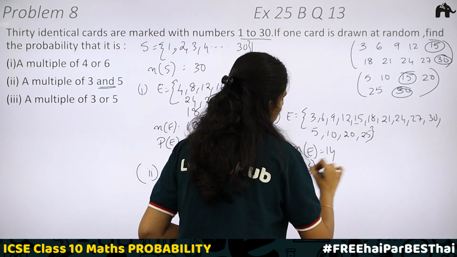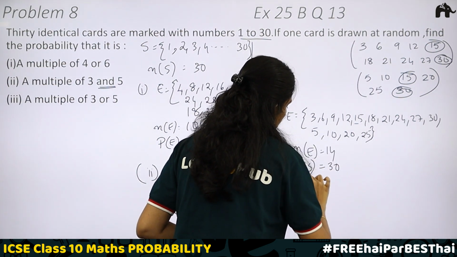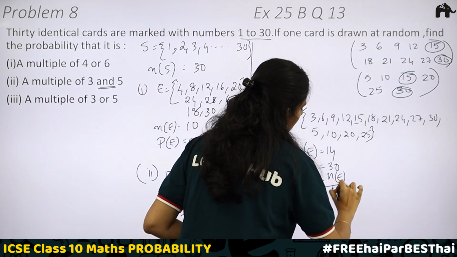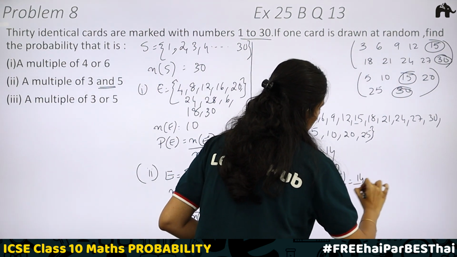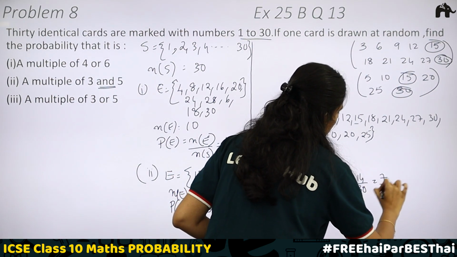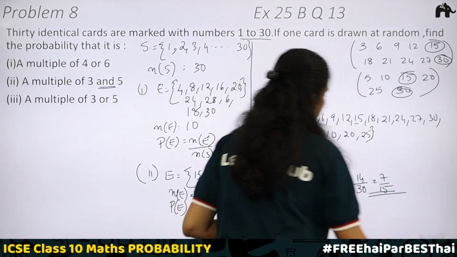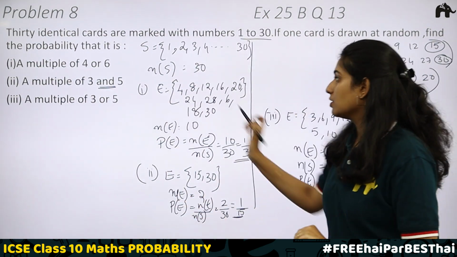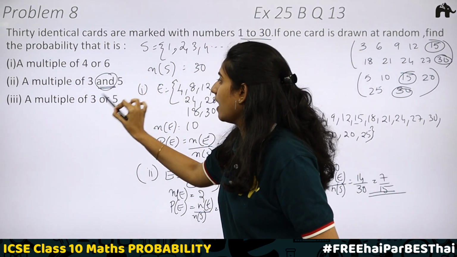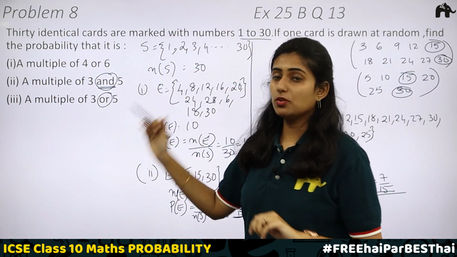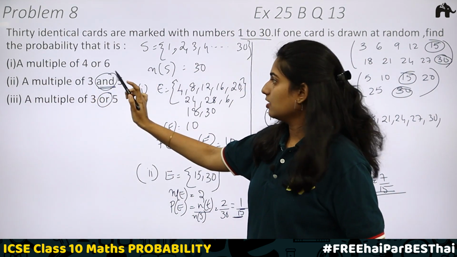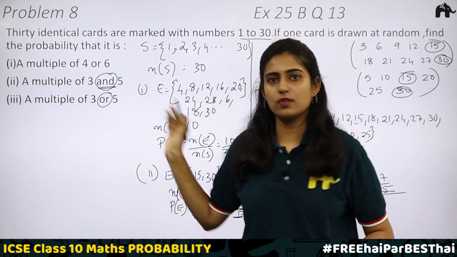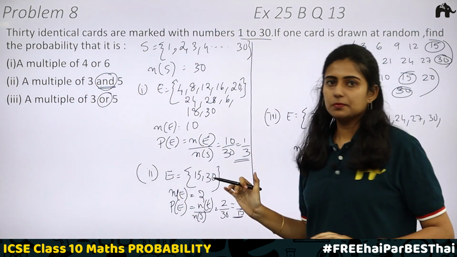Then the total number of outcomes here is equal to 30. Probability of event will be equal to n of e by n of s, which is 14 by 30, 7 by 15. So 7 by 15 is your answer. Got it? So remember, when you have and and when you have or, both are different. And means both should be included, or means at least one should be included. Clear?